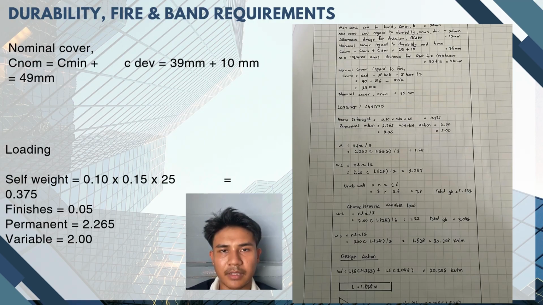So next is the durability, fire and bond requirement. So for the nominal cover, the CNOM equals CMIN plus ACDEV equal 39.339 plus 10, so equal is 49 mm. Then for the loading, self weight equal 0.10 times 0.15 times 25, so you will get 0.375. So for the finishes, we get 0.05, and the permanent we get 2.265. So the variable is 2.00.